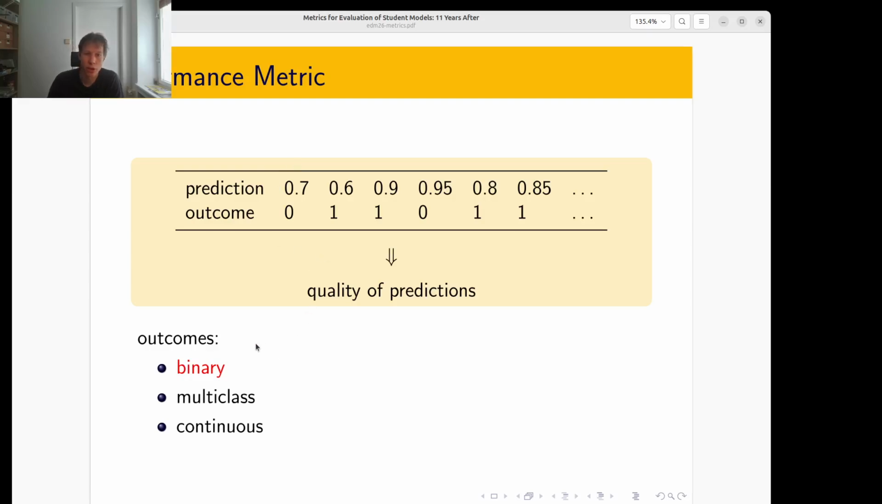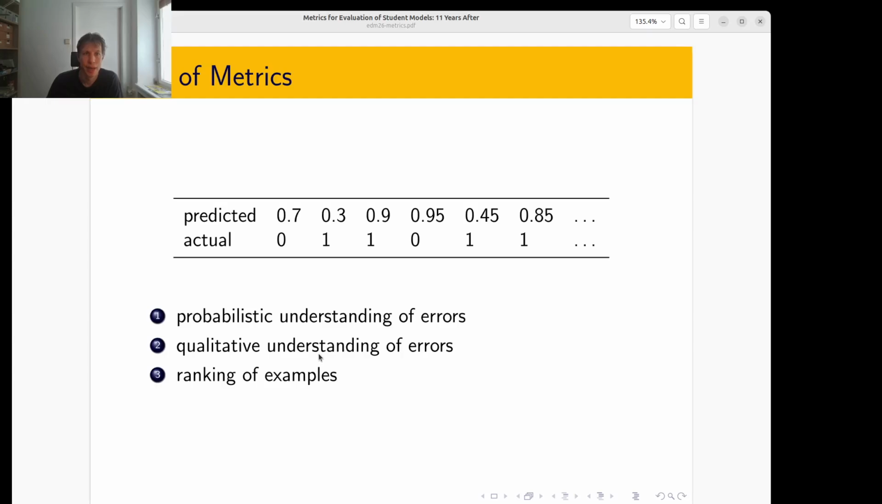The outcomes in general can be of various forms: binary, multi-class, or even continuous. In the case of student modeling, most often we work with binary outcomes: correct or incorrect answer, student state is bored or is not bored, and the predictions are numbers between 0 and 1. In the paper, I provided a classification of different metrics into 3 types: probabilistic understanding of errors, qualitative understanding of errors, and ranking of examples.